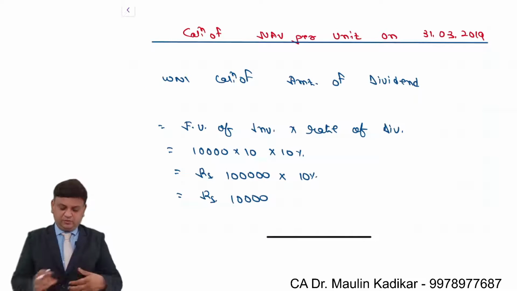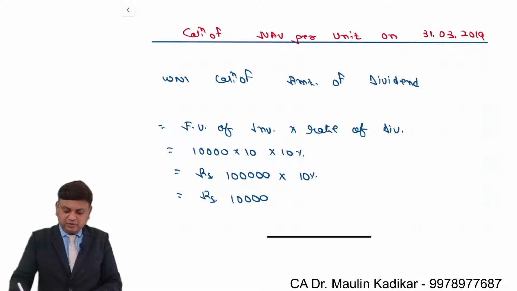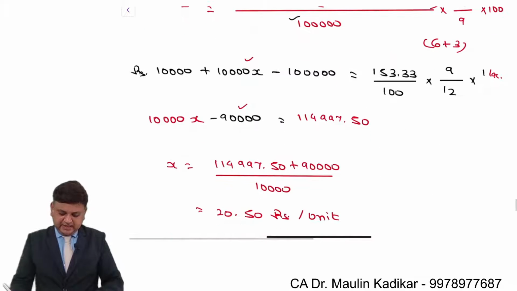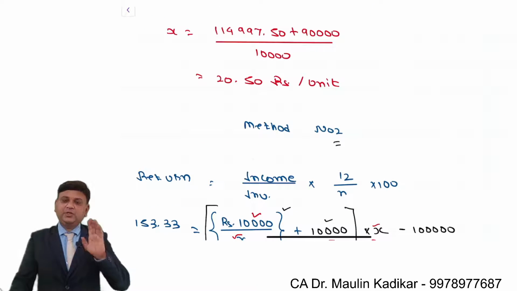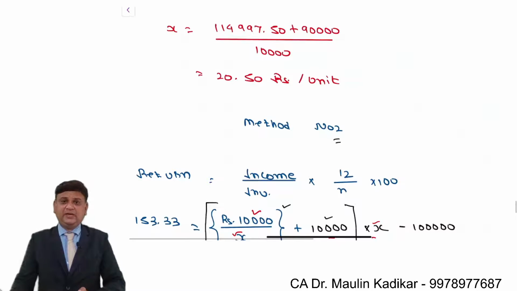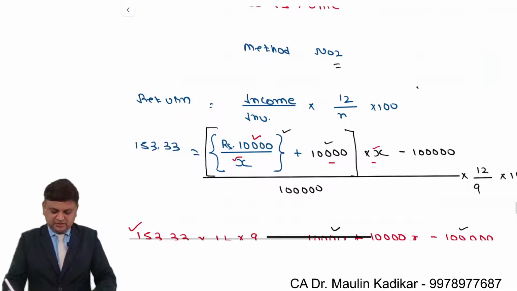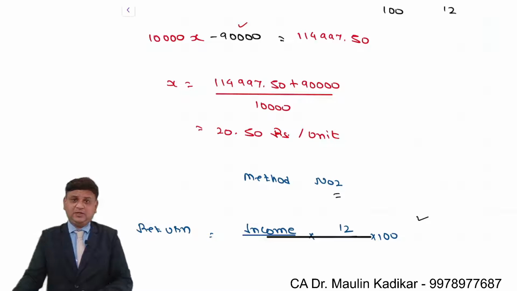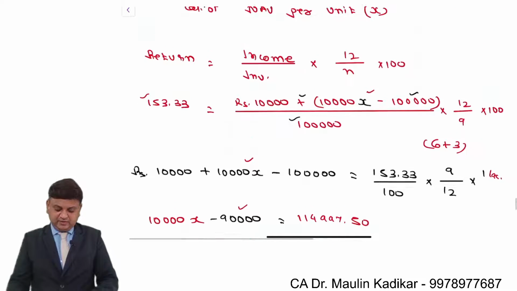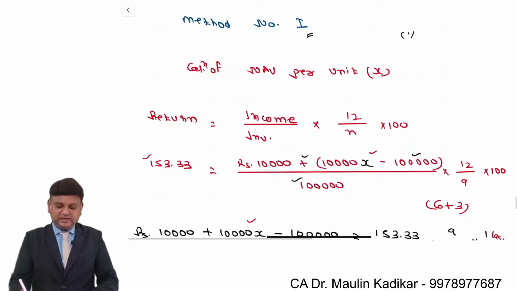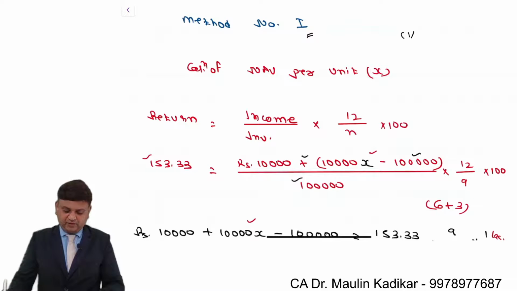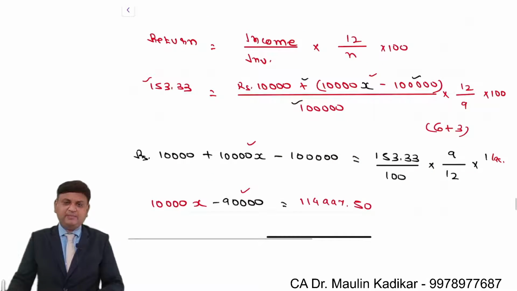Now I have a question to all of you. In order to compute the NAV per unit on 31st of March 2019, I showed you two methods, method number 1 and method number 2. In computation of the 31st of March 2021 NAV, I have shown you only this method. So I want to know from you: in order to compute the NAV per unit on 31st of March 2021, can we adopt method number 1? That is the question I have for you. The answer is no, we cannot. Why can we not adopt method number 1, sir?